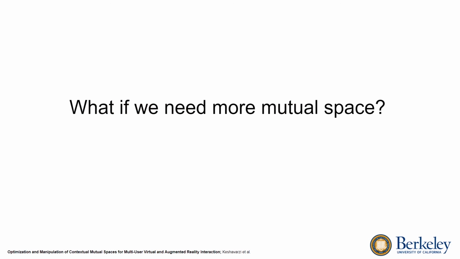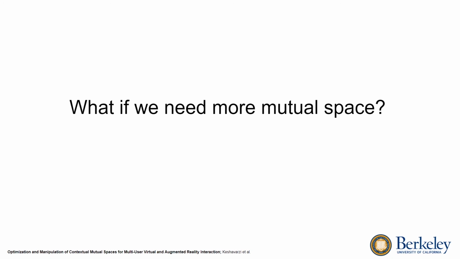But here's the thing. What if we want more mutual space? What if it's just not enough, and the identified mutual grounds are too small for the remote communication purpose? Say you want to play a game or inspect an object between participants, where the object doesn't fit in the mutual boundary. Can we move it?